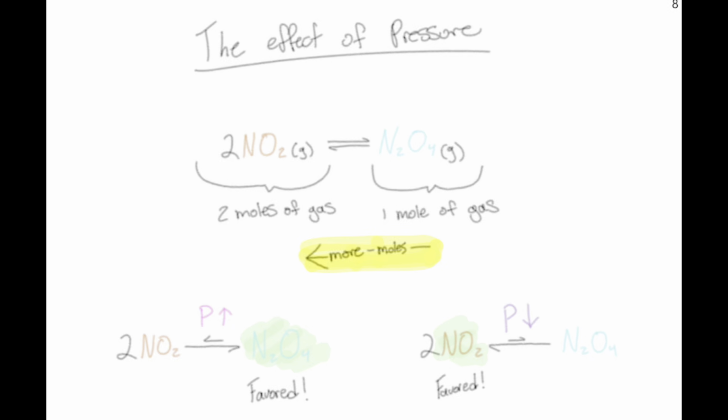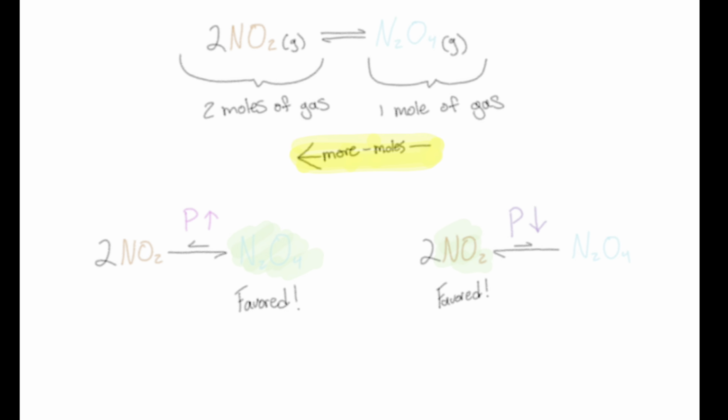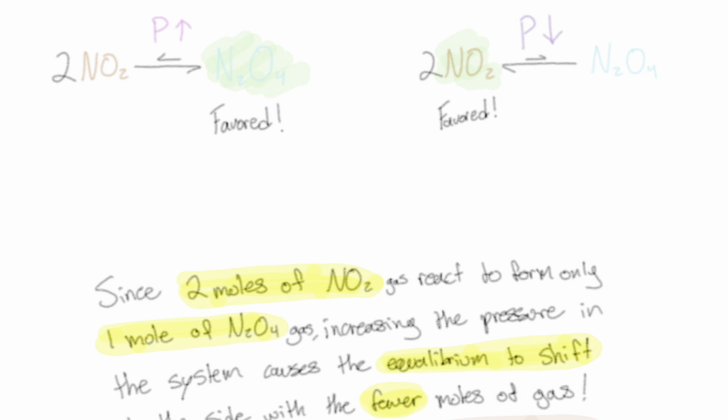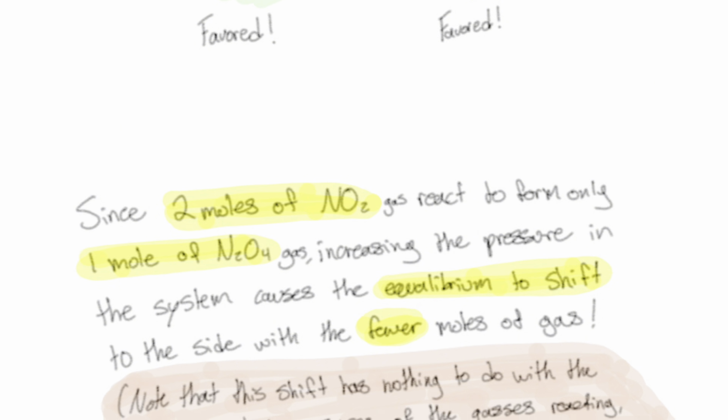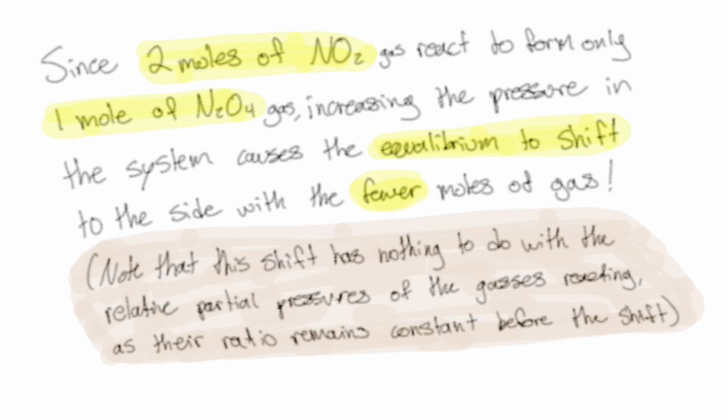Now we're going to look at the effects that pressure has on the equilibrium of the same system. This just happens to be a great reaction for both demonstrations. What you'll notice is that either side of the equilibrium has a different number of moles of gas, so increasing the overall pressure of the system will cause it to shift to the side with fewer moles and vice versa. Note, however, that this has nothing to do with the partial pressures of the reactants or the products themselves.